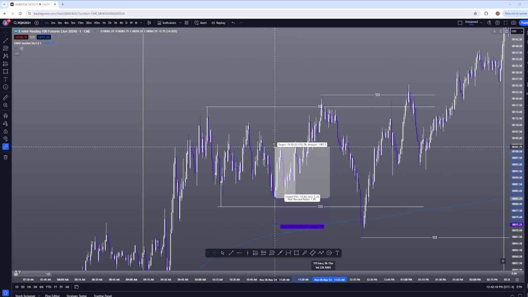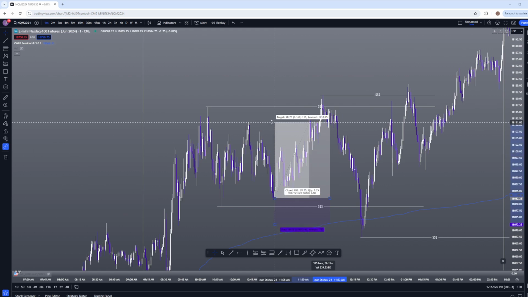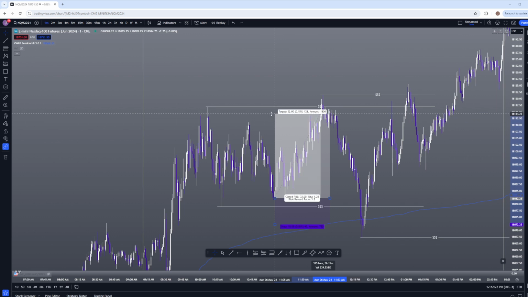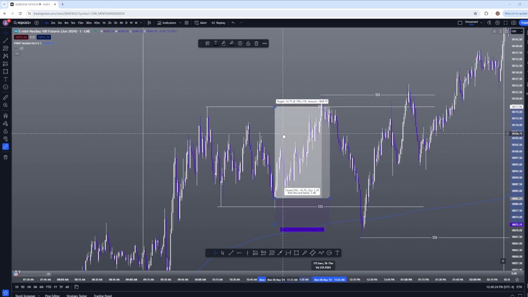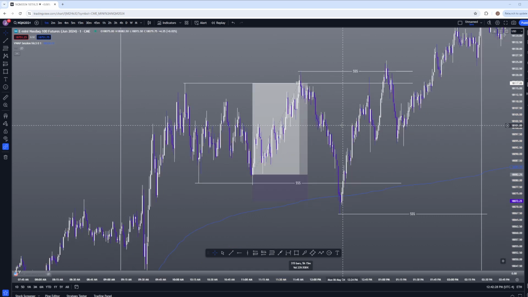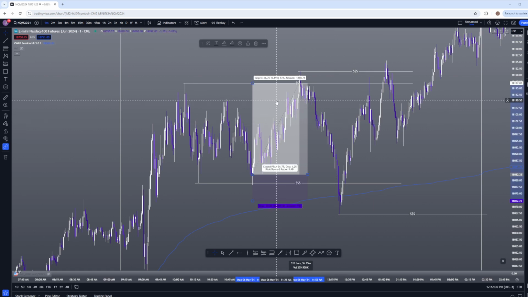And then if we're targeting these highs here, that's 116 ticks, 115. And if we're targeting these highs here, that's still 139 ticks of profit, right? So that's still really solid. So you can still catch these trades, right?